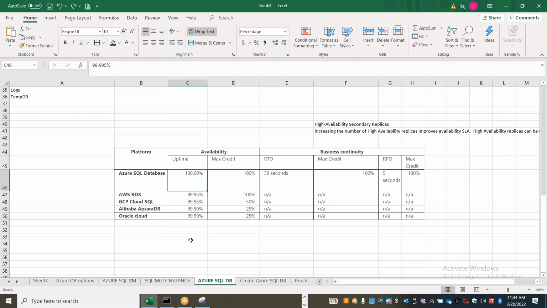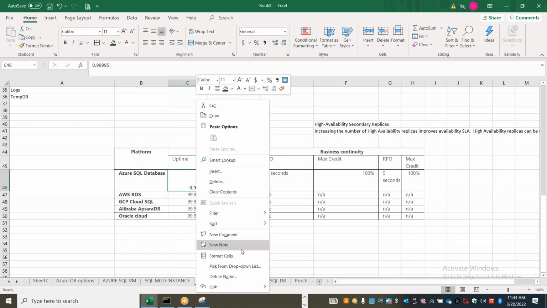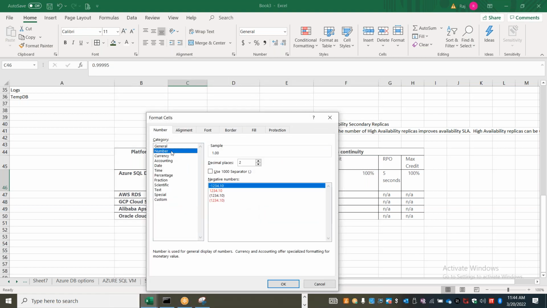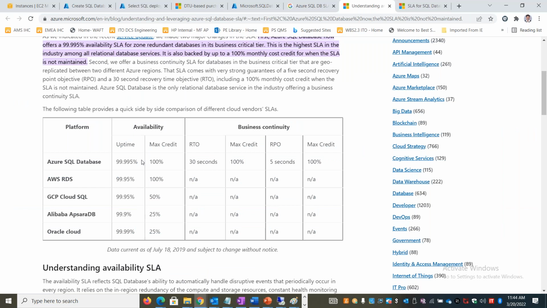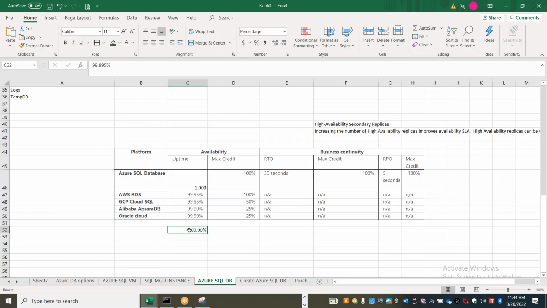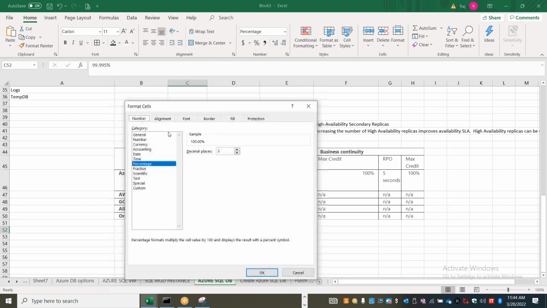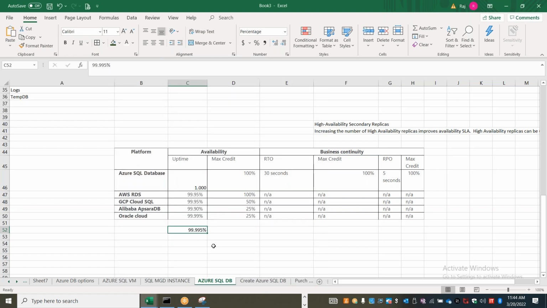Okay, it is actually 99.995. Okay, I'll correct that. Okay, let me do one thing. How do I fix that? Percentage decimal with 3. Yeah. Okay.